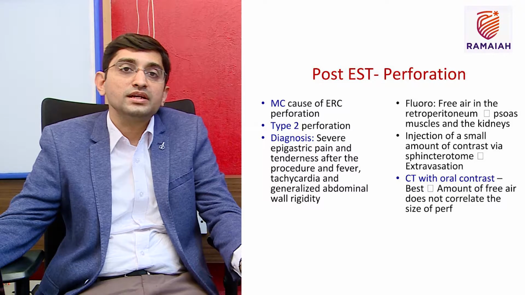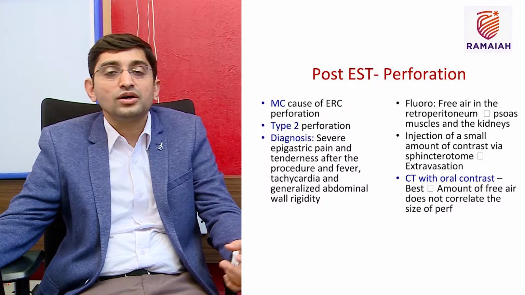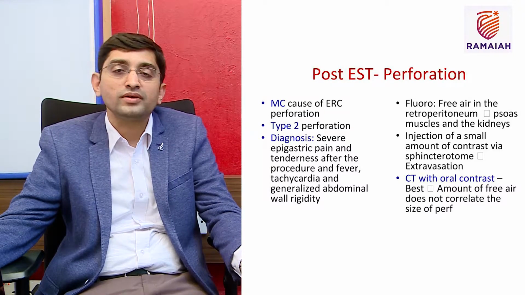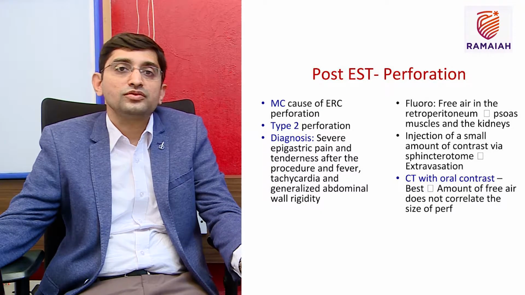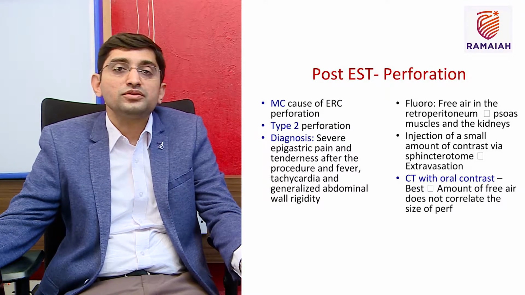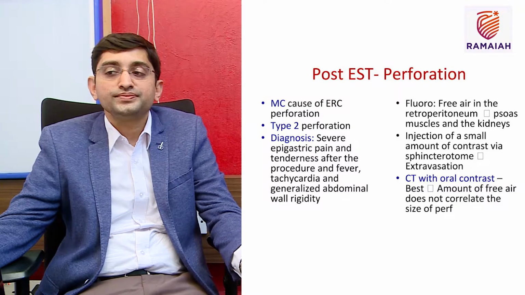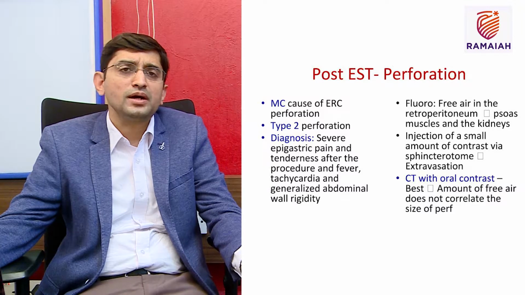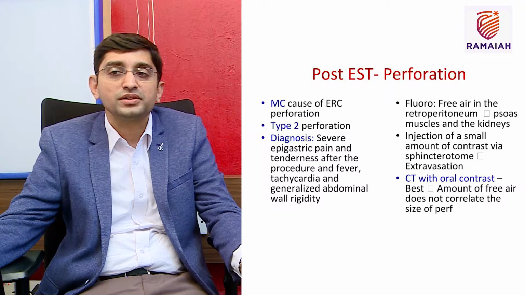On fluoro we can see a free retroperitoneal layer, or you may be able to find the pseudo kidney sign. We can always inject a little bit of contrast and see contrast extravasation into the retroperitoneum. CT with oral contrast can be decent enough to identify a small perforation, but the amount of air within the abdomen doesn't correlate with the size of the perforation.